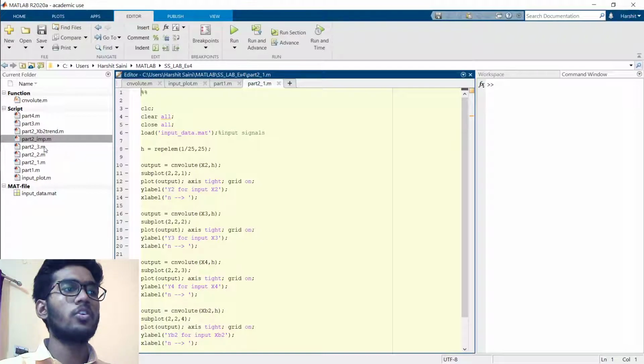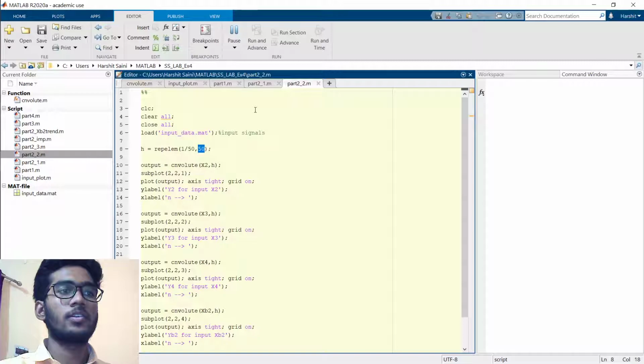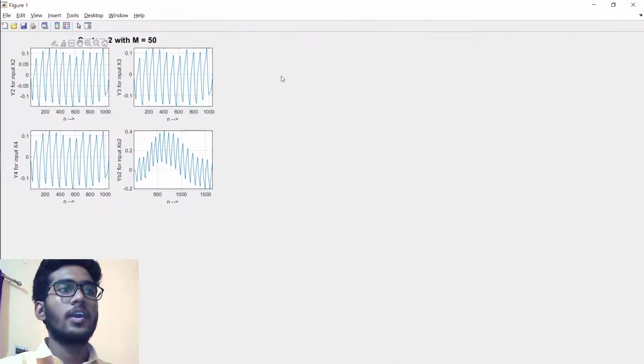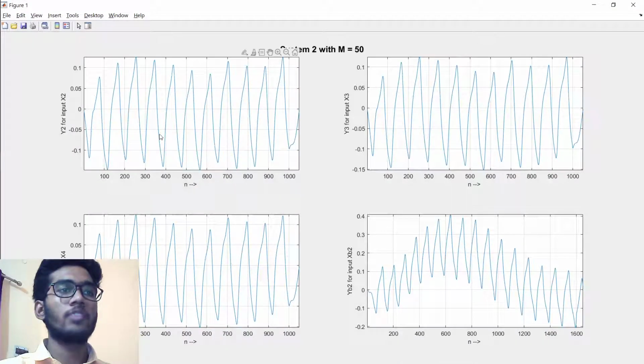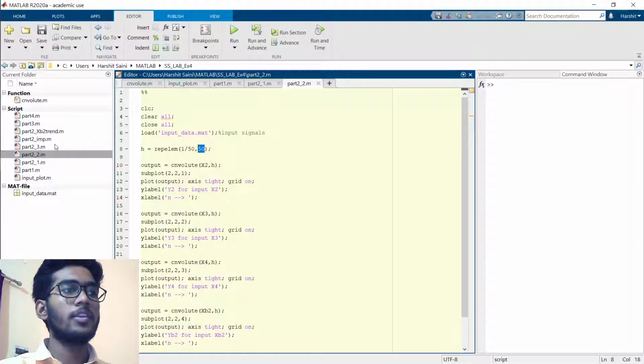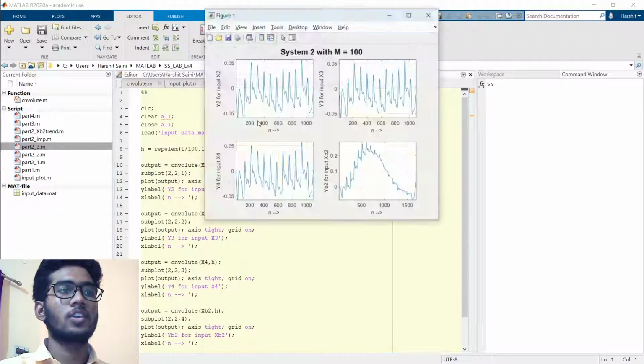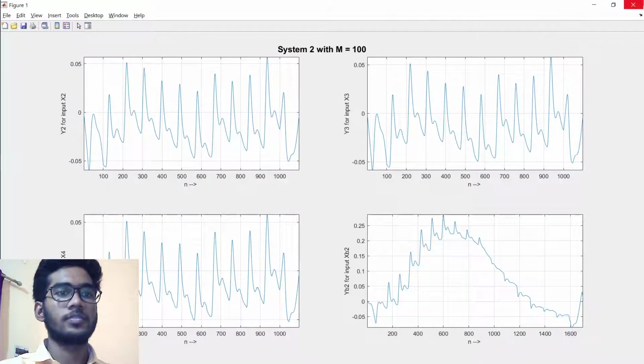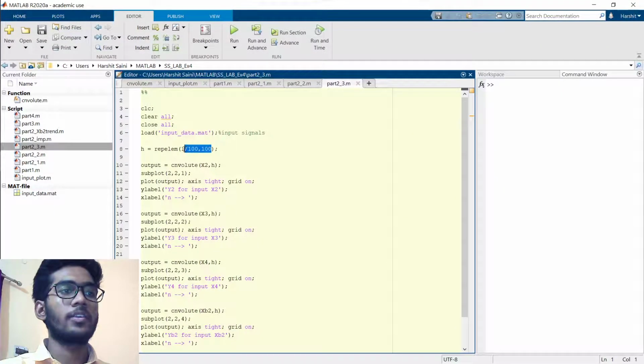Now moving on to m equals 50, which is similar code except that here we use repeat element 50, and we get similar output signals. Yes, it is similar to our m equals 25 one, but just a bit smoother. Similarly, we can do it for m equals 100 and see the output signals, which are x2, x3, x4 and xb2. Here we use repeat element 100.